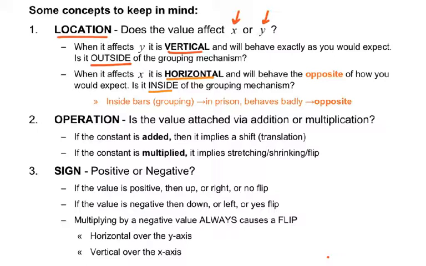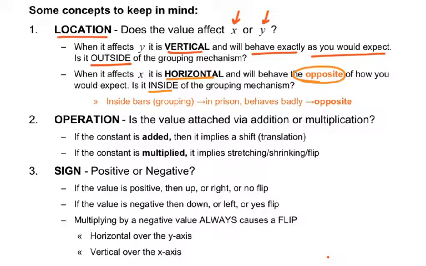So the really important thing to remember here is that when things affect y, right, when you have a number added to this function and we know it's affecting y, it's going to behave exactly as we would expect, right? So if it's +3, that would maybe mean up 3. Whereas if it is -2, that would mean we'd shift down 2. Consequently, when we are dealing with horizontal, it's always going to do the opposite of what we think.